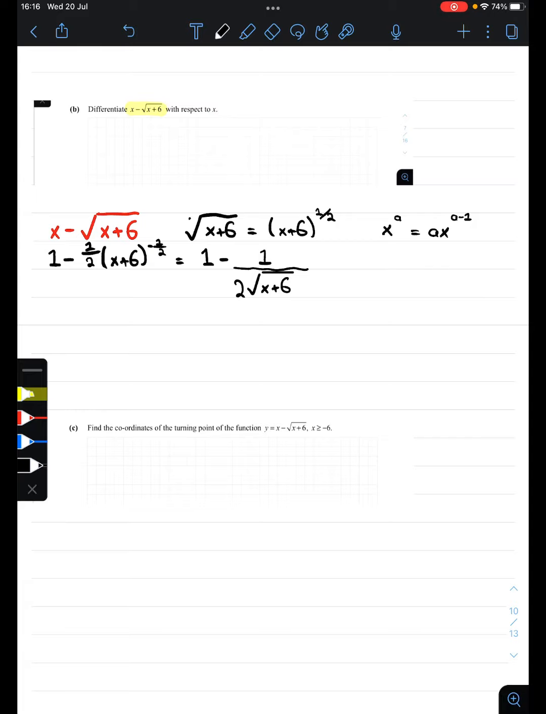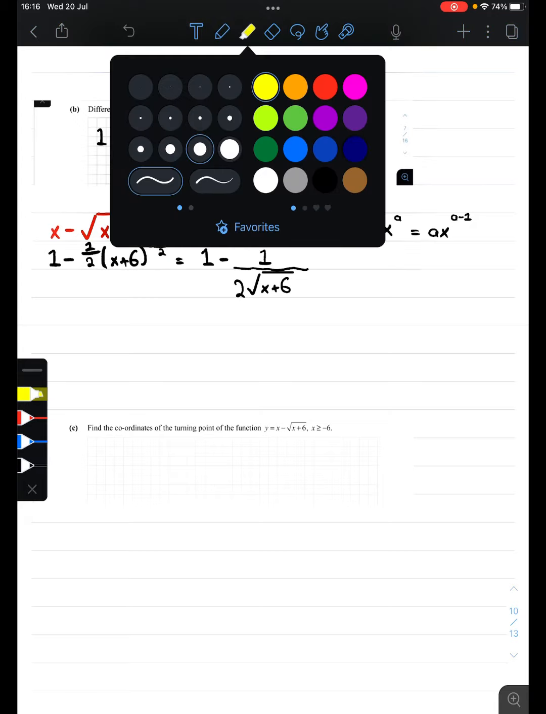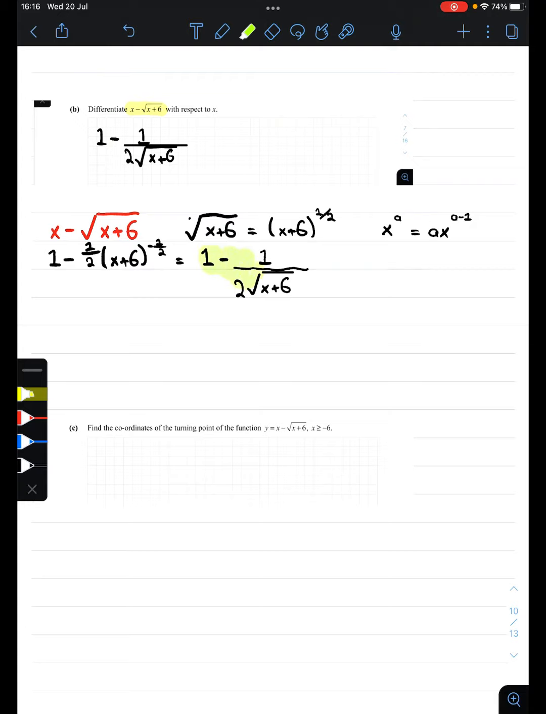So that's just it. So the derivative is 1 minus 1 over 2 root x plus 6. Although, to be honest, if you write it in this form, you're going to get full marks, I would imagine. It just looks a little bit nicer like this.